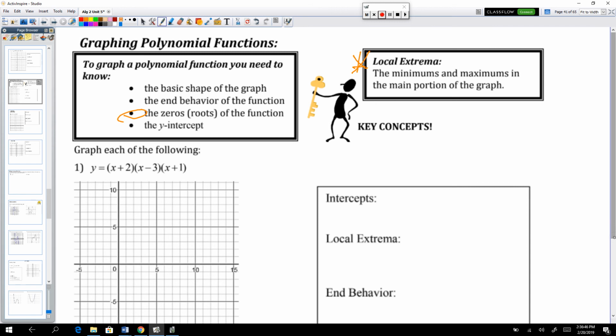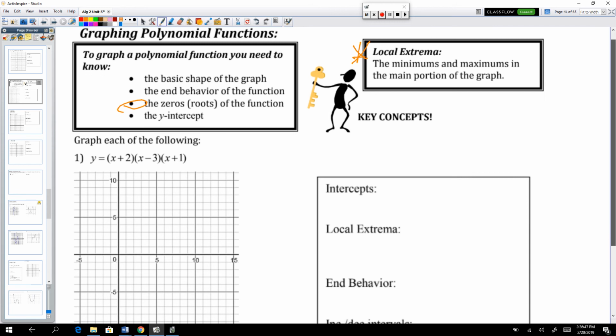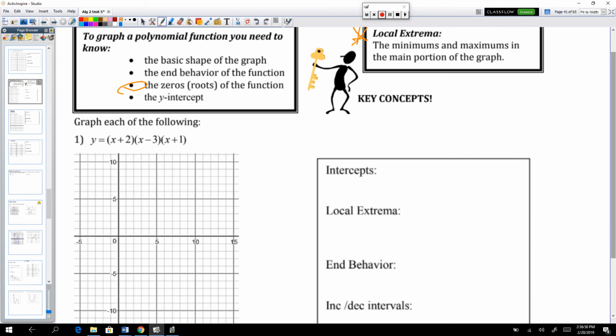So let's start with what we already know. When you look at question number 1, you'll notice that you already have this in intercept form, and so you know these factors will cause x-intercepts at (-2, 0), (3, 0), and (-1, 0). Those are the x-intercepts, and I recommend as soon as you know those pieces of information, go ahead and graph them on your grid here so that you don't lose track of what you already know.